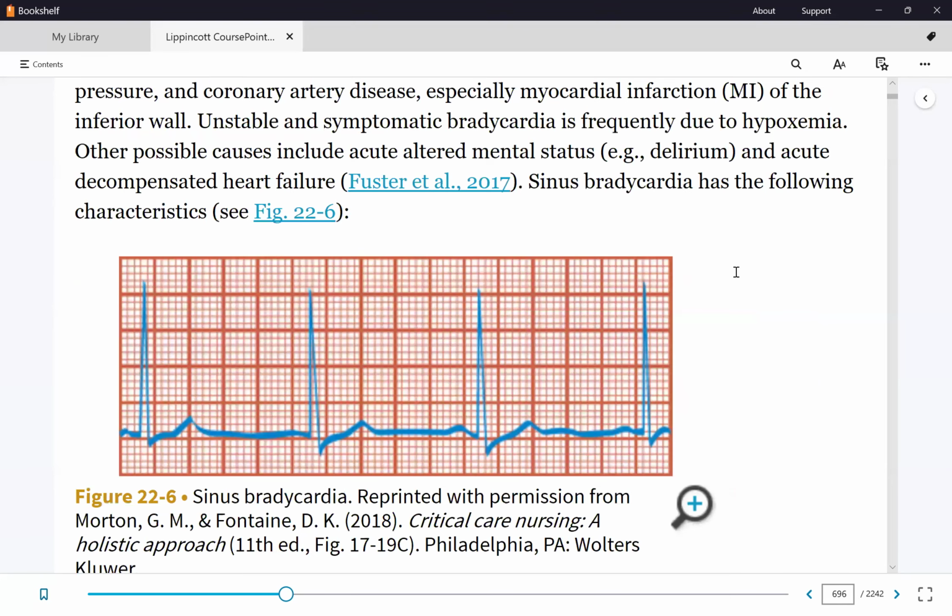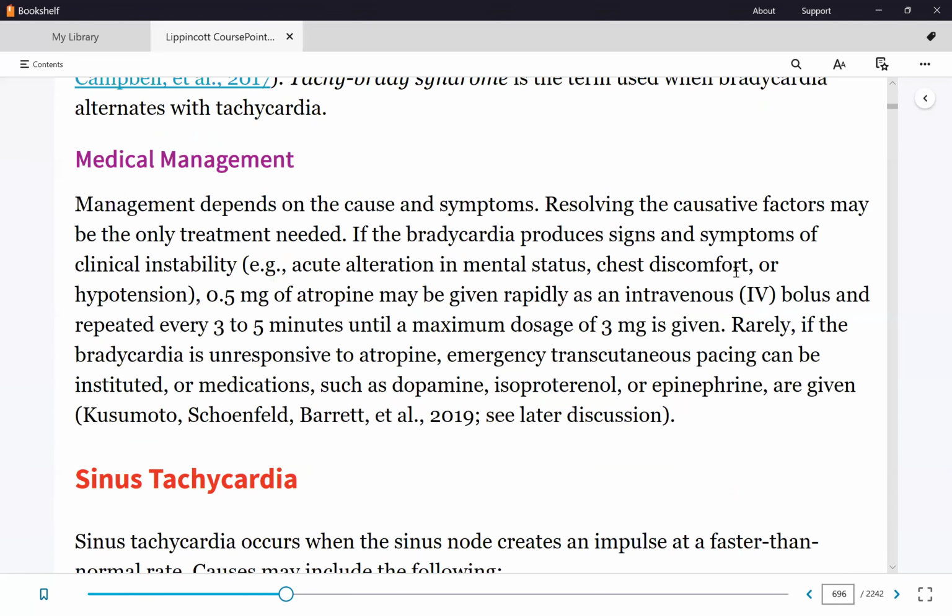All right, what's the management again? Depending on the cause. Is the patient symptomatic? So let's say the patient has no symptoms, they're fine, they're running around, they're going about their business. Do they need treatment? No.